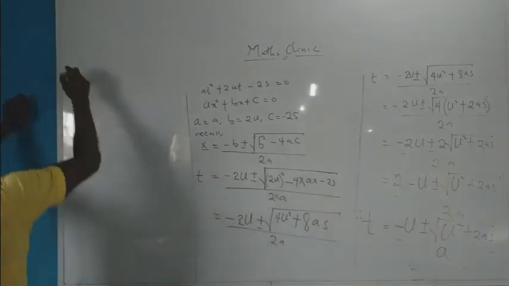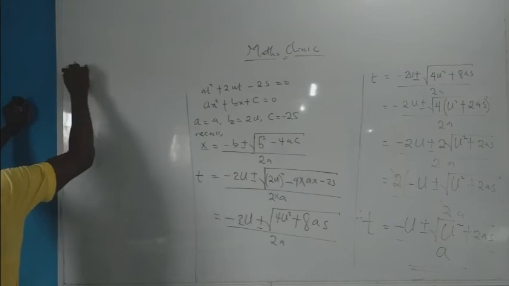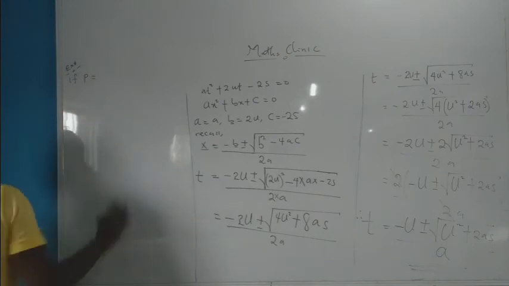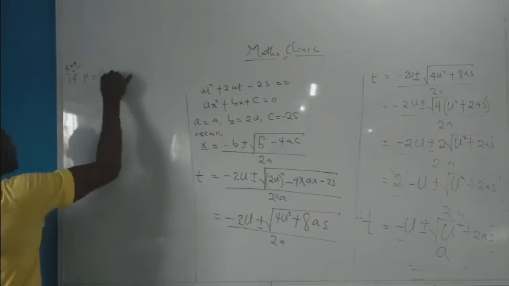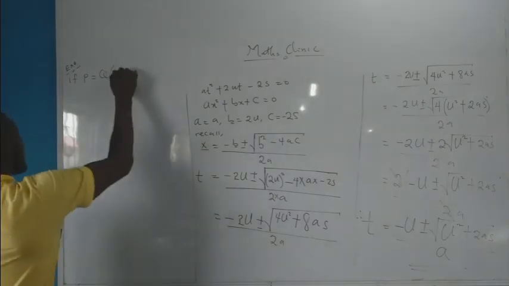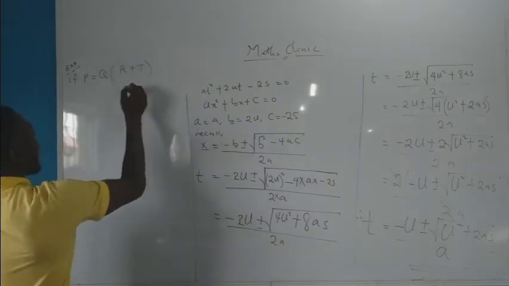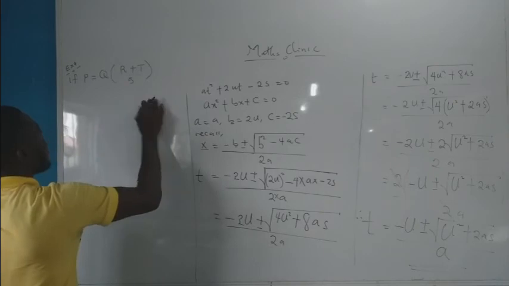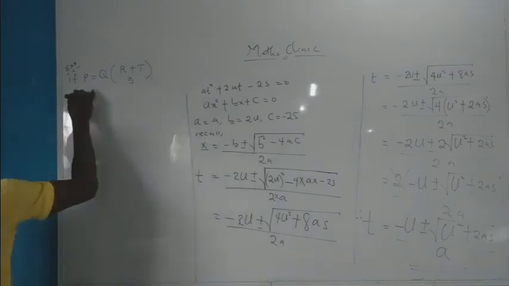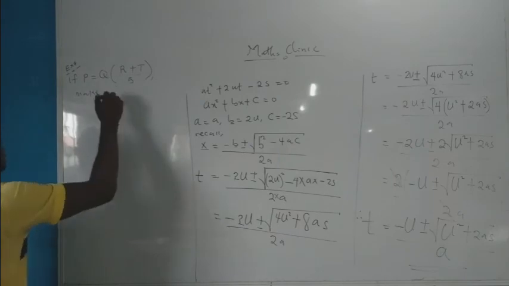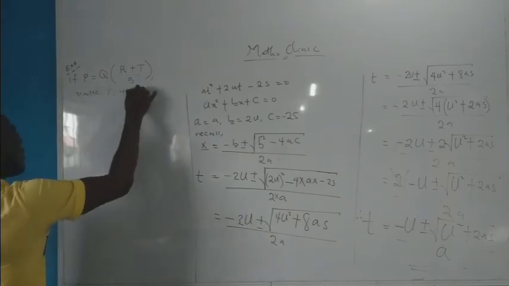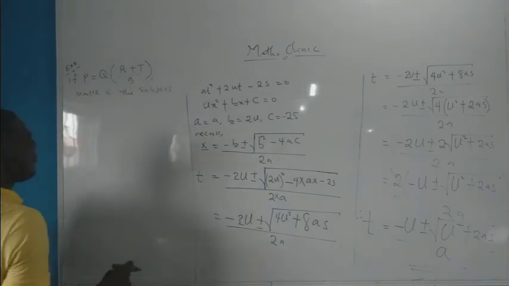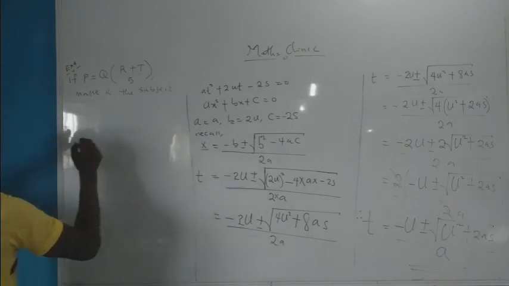The last one on the list now, example 4. If P equals to Q into brackets R plus T, over 5, okay? Make T the subject, or make R the subject.